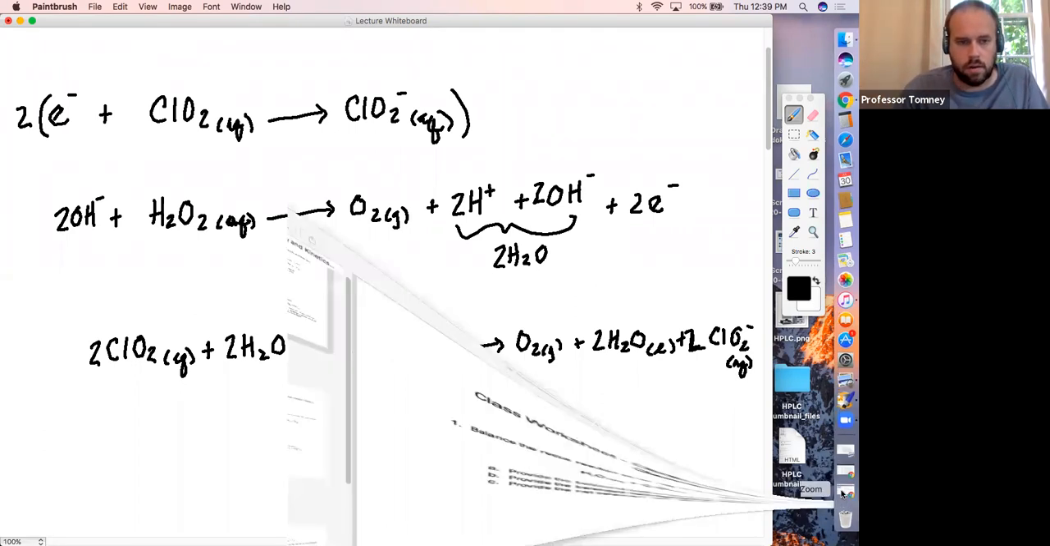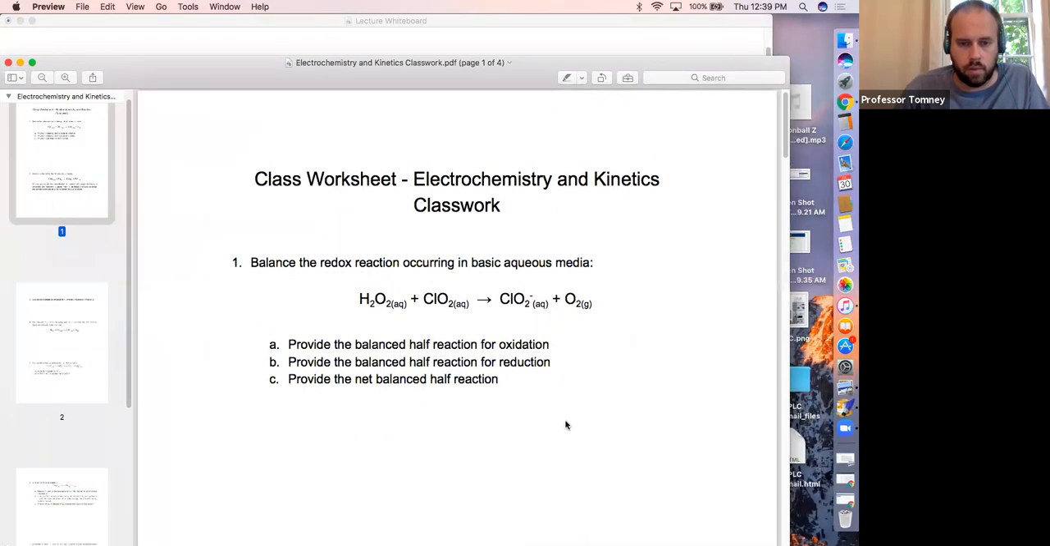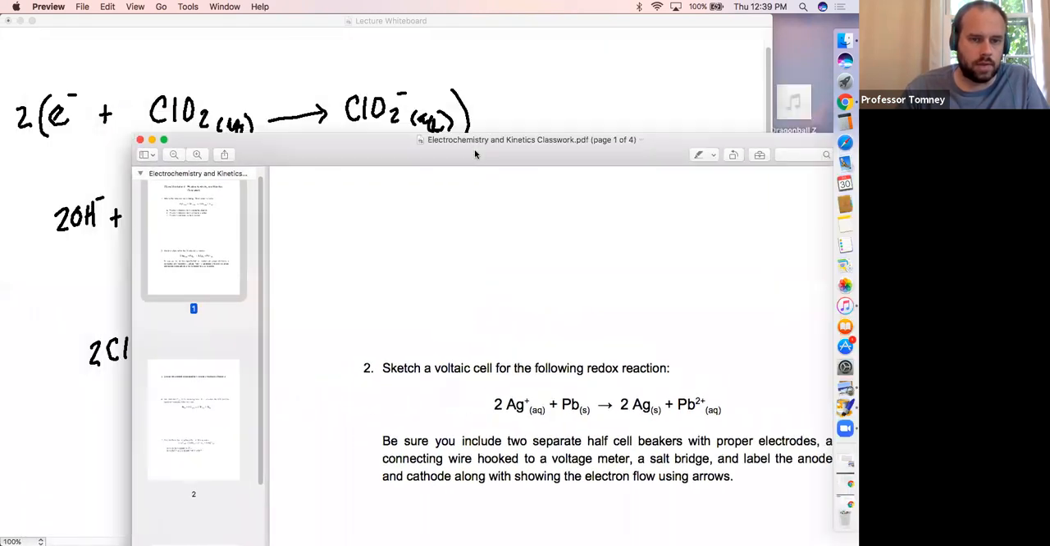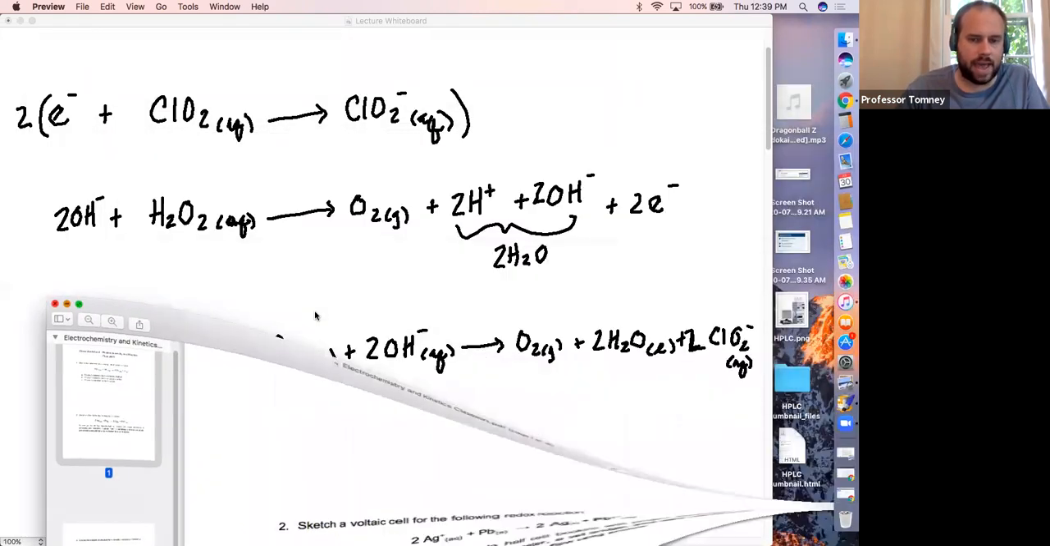All right, so moving along here, for number 2, you need to sketch a voltaic cell for the following redox reaction. So we've got silver and lead that are interacting with one another here. And it asks you to include multiple things. So we're going to set it up as 2 half cells in the beakers with the respective electrodes, so the solid metal plates. We're going to have a connecting wire that's hooked up to a voltage meter, a salt bridge, and then we're going to label where the anode and cathode are, as well as the general electron flow. So let's go ahead and take a look at that.